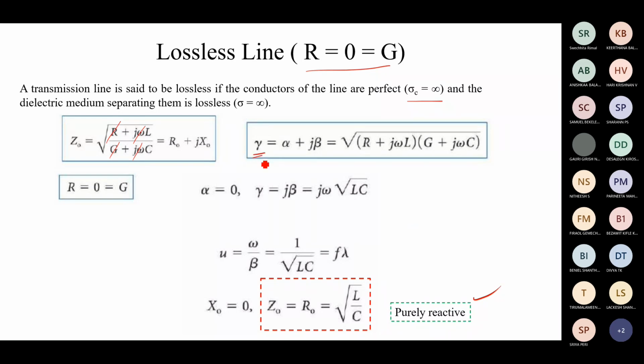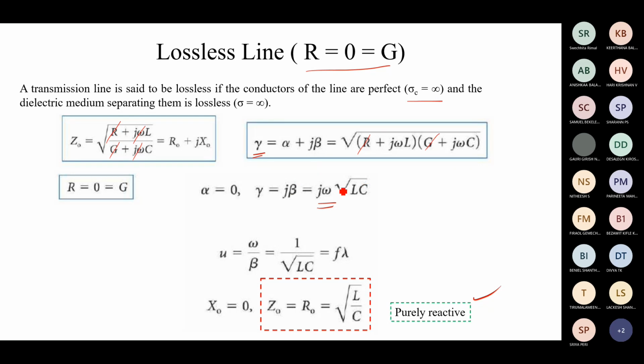And then what about the phase constant? The phase constant will give alpha and beta, where when you cancel these two values and multiply, you will get j omega squared L and C. j omega you can take out, and the root of L and C.